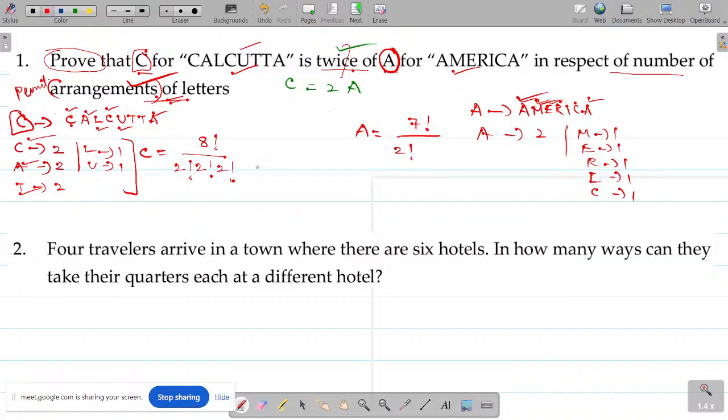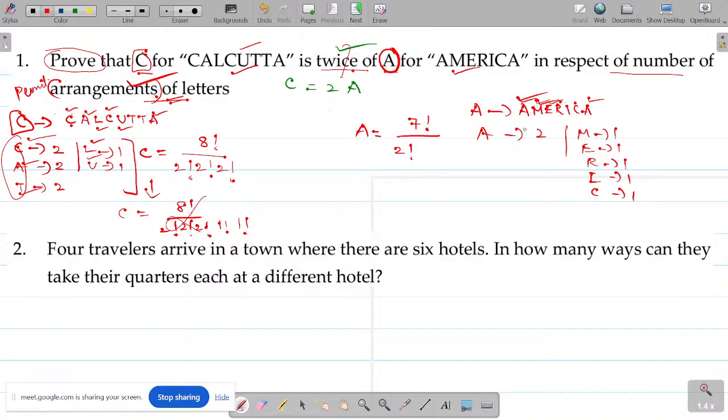Okay, actually we have to write it this way. So this one has to be written as C is equal to 8 factorial divided by 2 factorial, 2 factorial, 2 factorial. This is for C, A and T. Along with L and U, you have to write 1 factorial and 1 factorial. But obviously 1 factorial is 1 itself. So you are not going to repeat it. So you need not worry about this one.